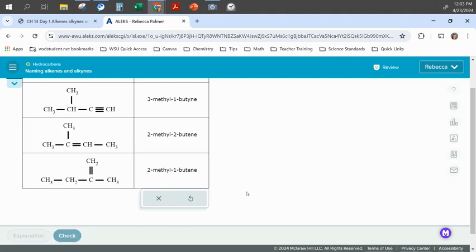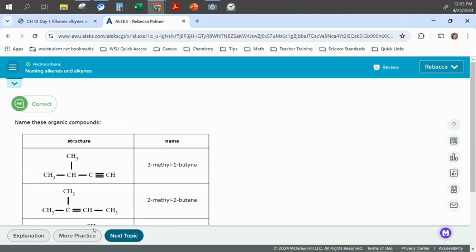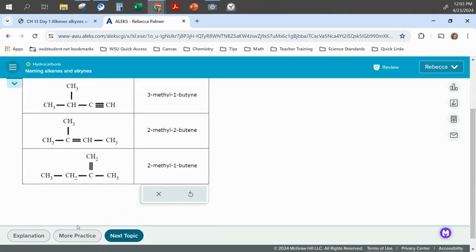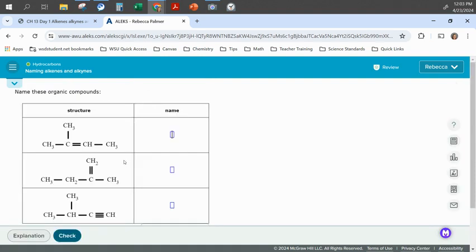Okay, let's check. Let's do one more. I think we just did this one. We're going to go this way, 1, 2, to prioritize the double bond, but also the methyl is right there. So 2-methyl, and what's after 2-methyl? It's also the 2-ene, 2-butene.